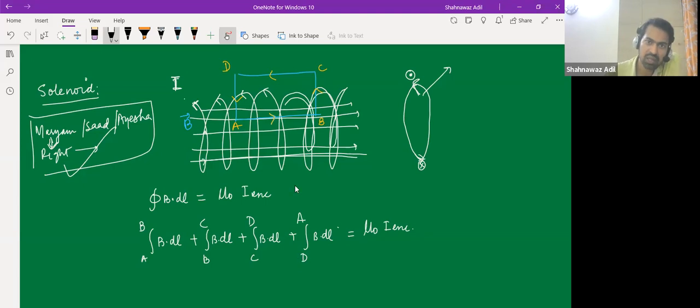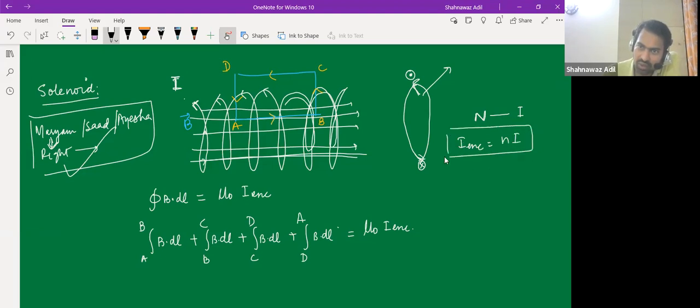Okay, so the current enclosed. We have the total number of turns, which is n, and in this way the current flowing is I. And then we have these n turns, so this number density here is n. So then I enclosed would be Ni.